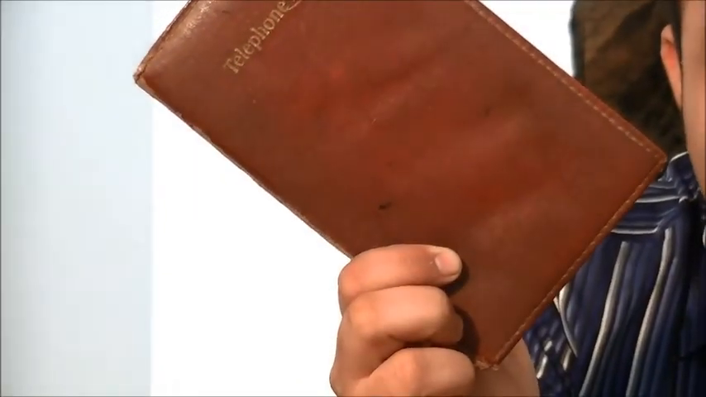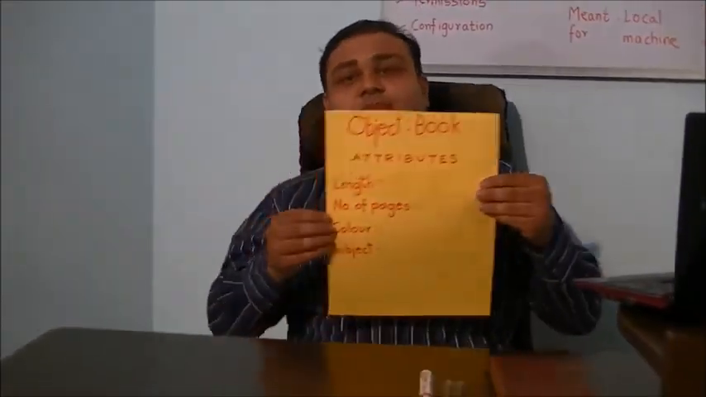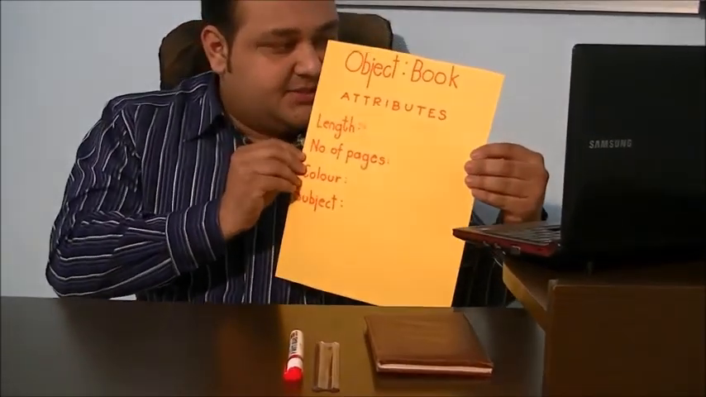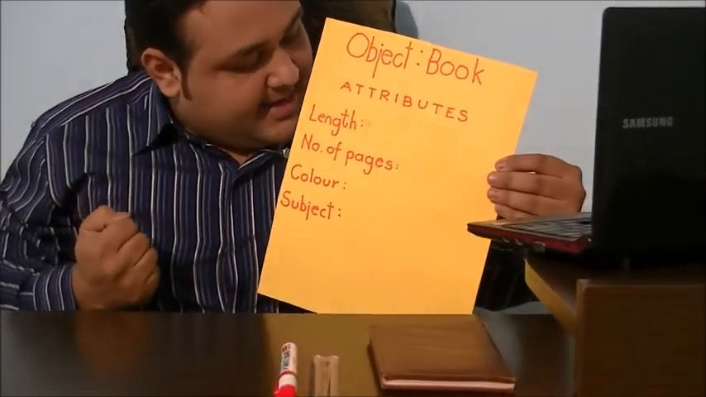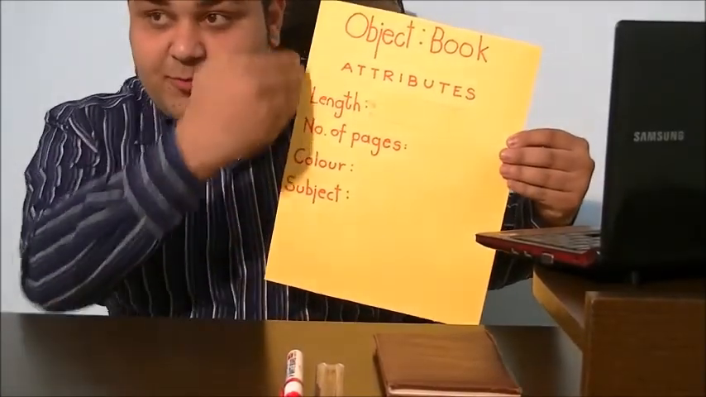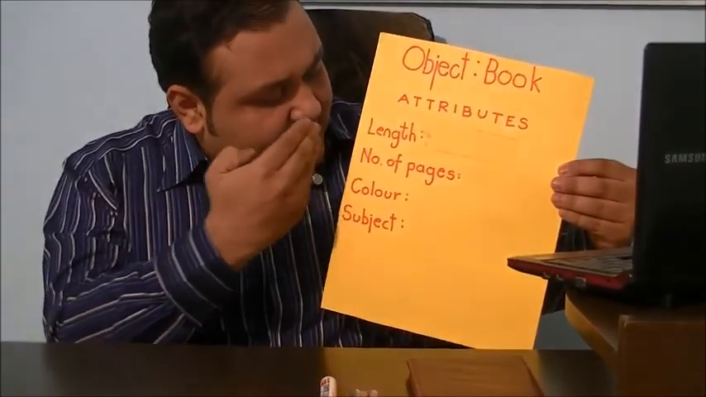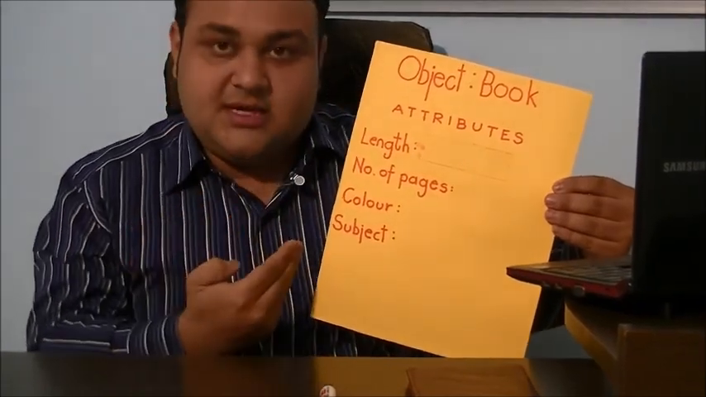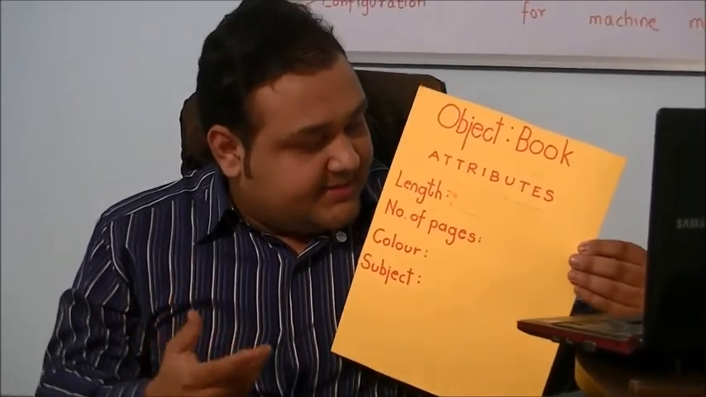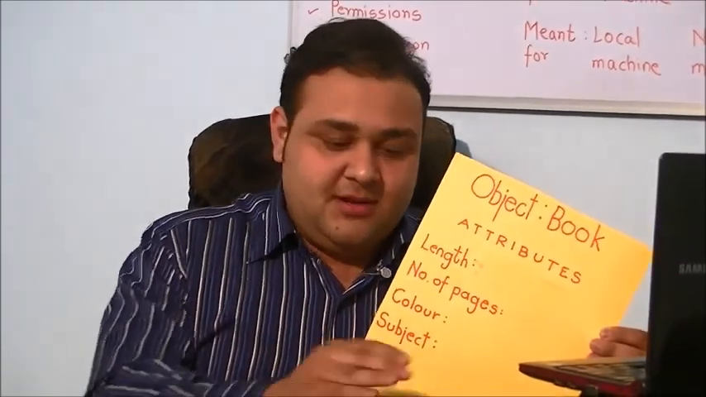To understand this better, I have something for you. Let's take an example of this diary. We will learn about the properties of this object, and we will write down the properties of this book onto this chart. I have this chart where I have mentioned that book is the object, and I have mentioned 4 attributes or 4 properties, say length, number of pages, color, subject, which every book has. So let's see what attributes we need to jot in for this book.